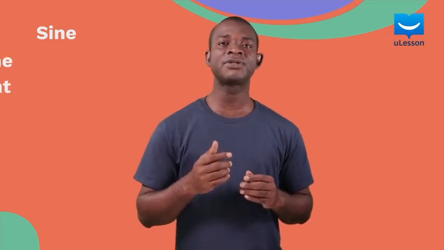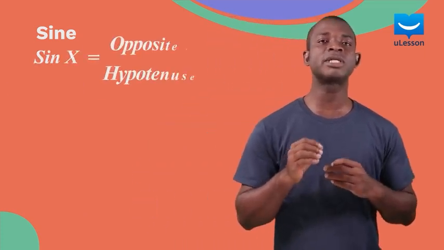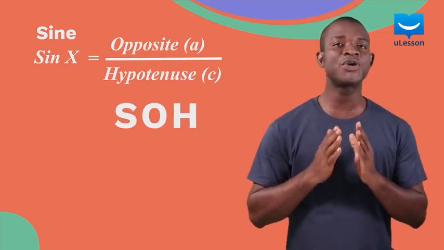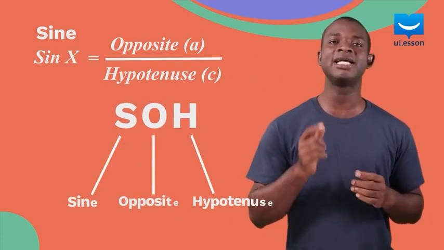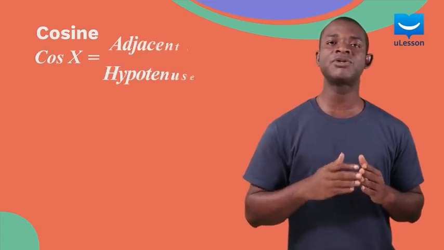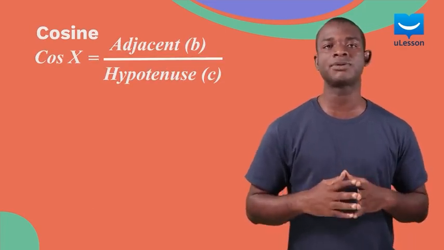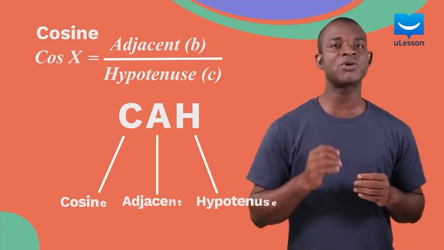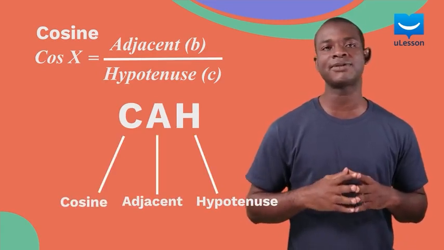There are three trigonometric functions which we will learn about in this lesson. They are the sine, the cosine, and the tangent functions. The sine function is defined as the ratio of the opposite to the hypotenuse. We shall call this SO, which is a short way to help us remember that sine is opposite over hypotenuse. The cosine function is defined as the ratio of the adjacent to the hypotenuse. We shall call this CA, which is our short way of remembering that cosine is adjacent over hypotenuse.